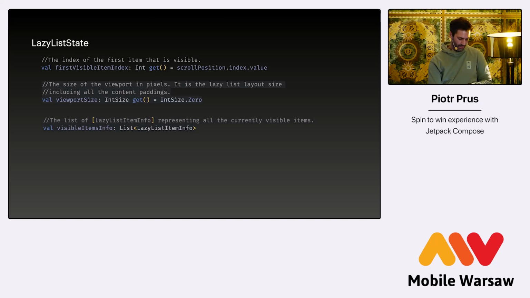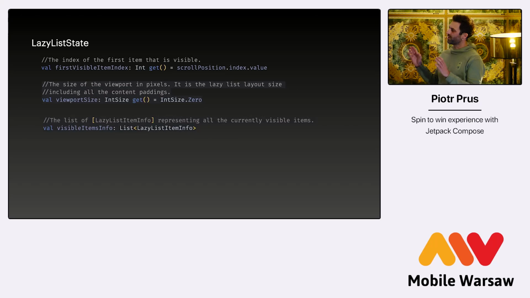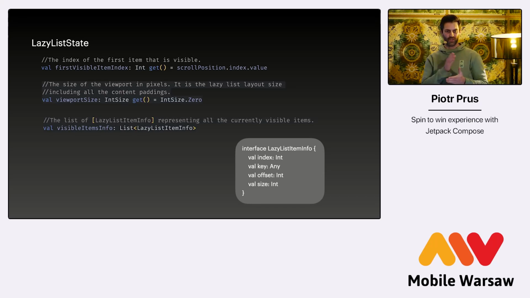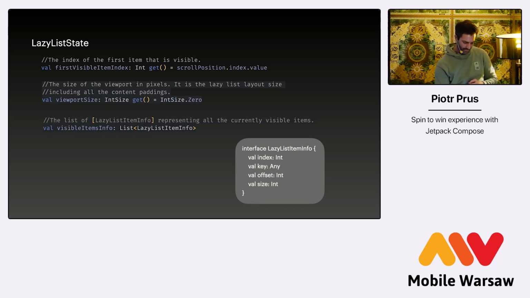Then we have the visible items info. So this collects all the information of currently visible items. And this information is index, key, offset, and size. So all the things that we need to precisely calculate where those items are.